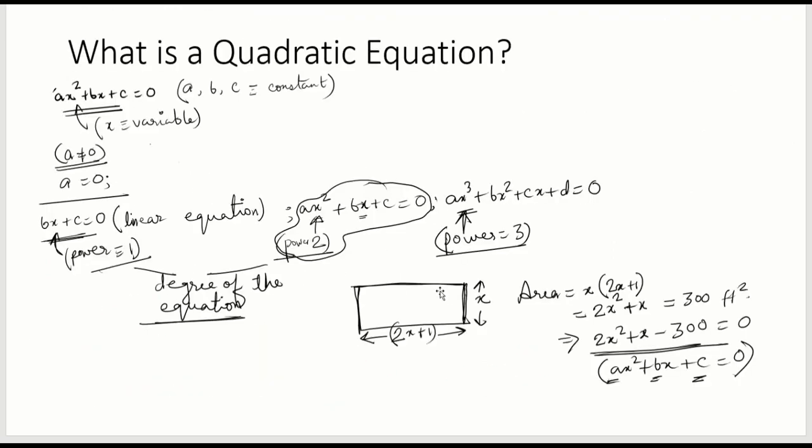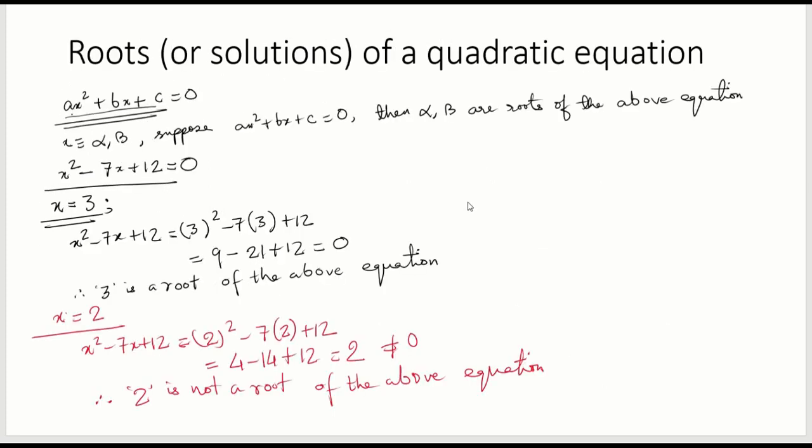So what is a quadratic equation? We understood it is a form of equation which is ax squared plus bx plus c equals 0. When the degree of the equation is 2, that is called a quadratic equation. If it's a cubic equation, the degree will be 3. Then we discussed the roots: if the degree of the equation is 2, we always get 2 roots. Maybe the 2 roots can be equal, but we always get 2 roots for a quadratic.